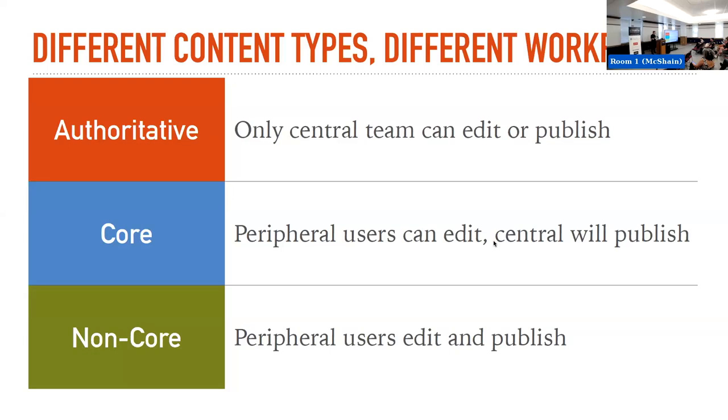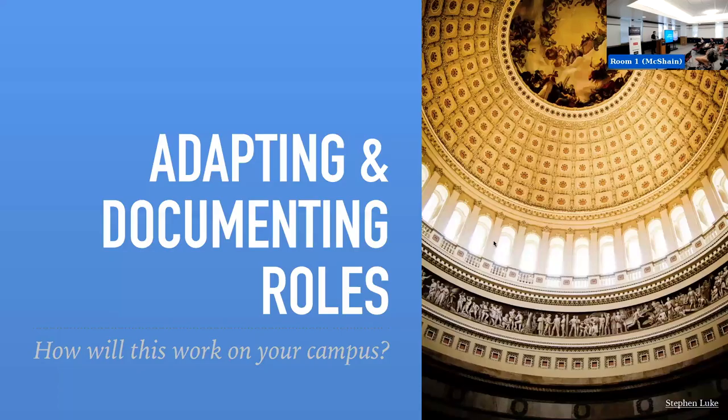We'll make sure that the tuition is accurate, but no, they're not going to touch it. Not this page. Then there's core stuff where peripheral users can edit it, but maybe Central's going to publish those things, and there's going to be some interaction with the Central team on these major pages because we know they're still important for business. And then the non-core ones where Central's not going to be involved in the initial editing or publishing process, right? They're going to go ahead and do those things. And we're going to monitor them. We're going to review them later. We're going to catch any errors on the backside, but they're going to go ahead and do that, right? So this is one step you can take to try to get that under control.